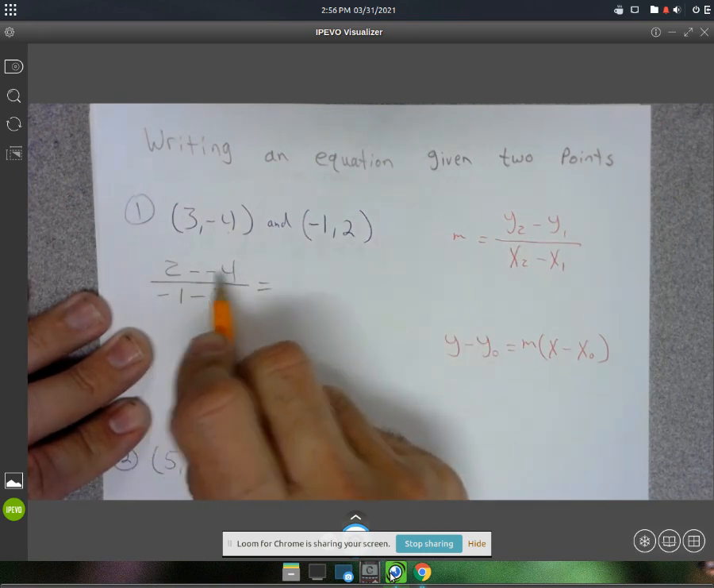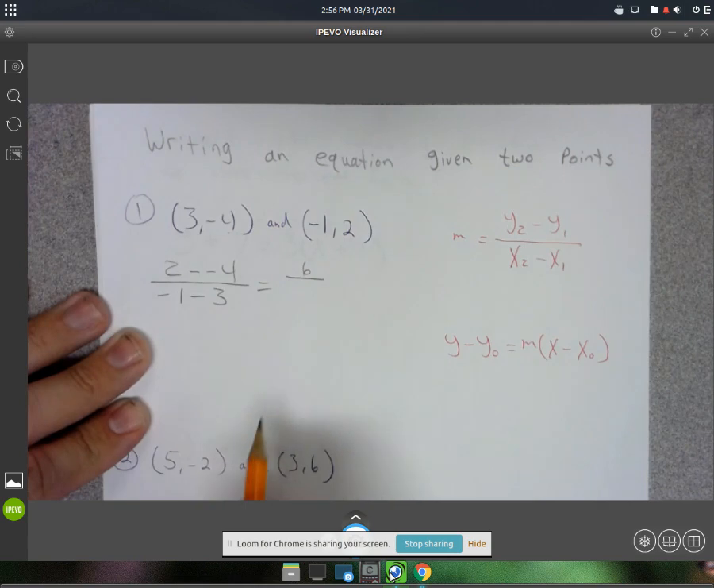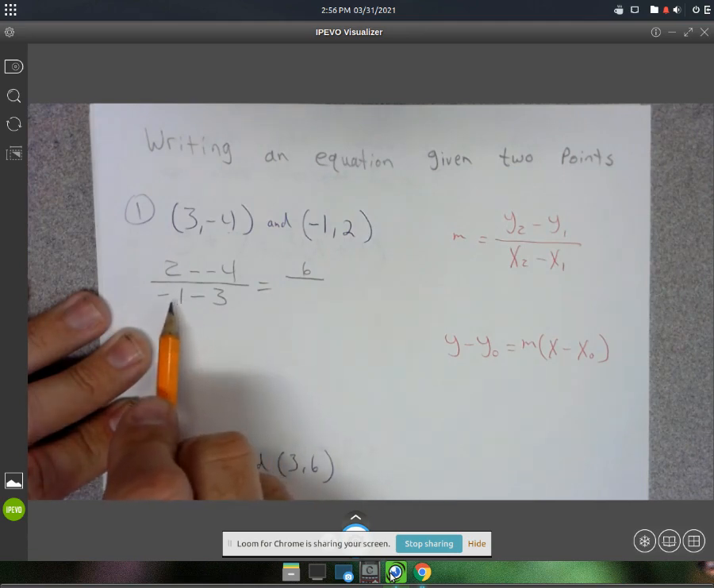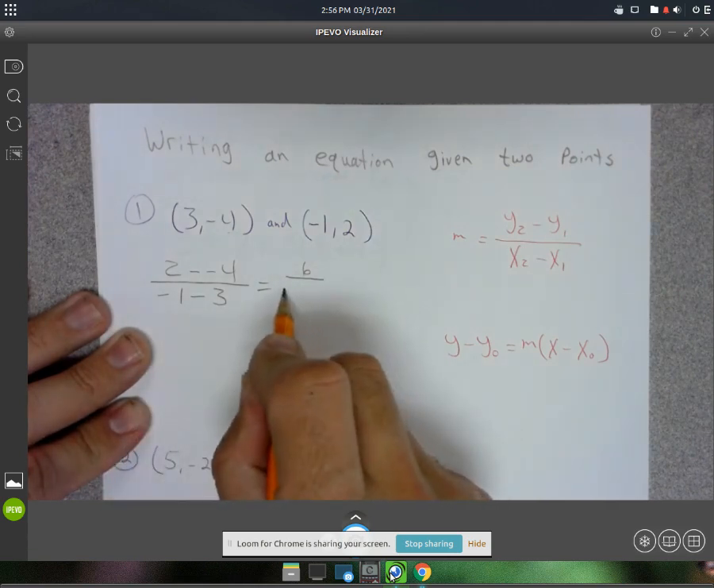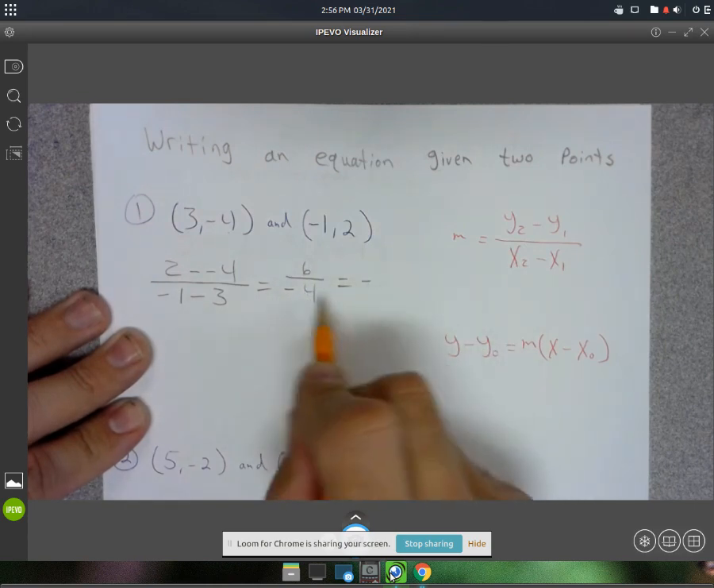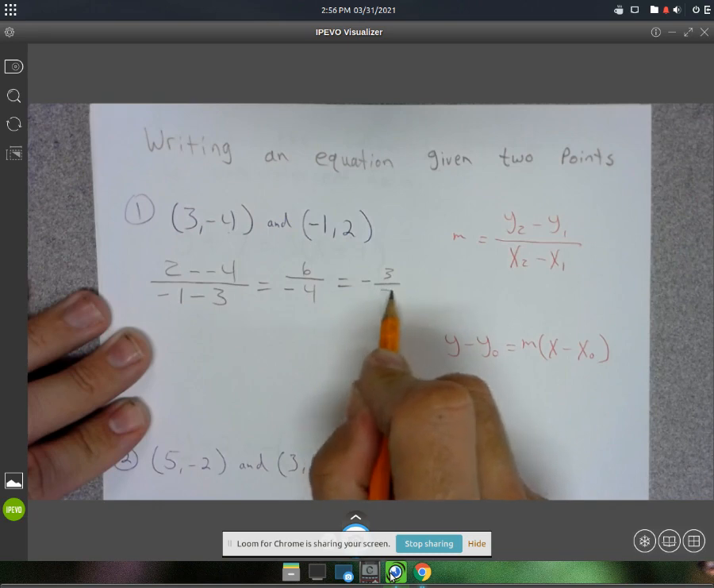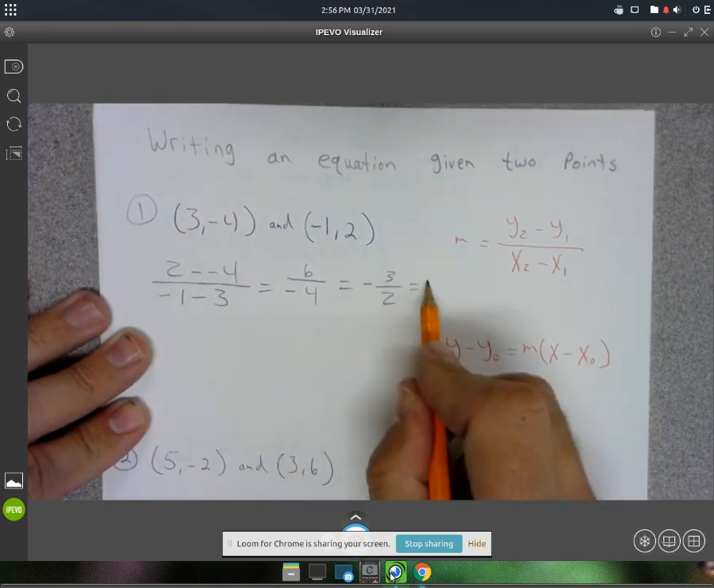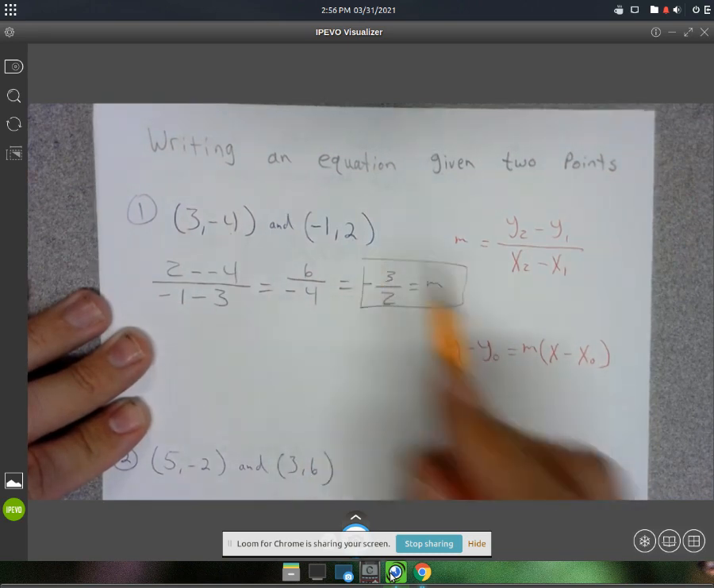So 2 plus 4 on the top. And on the bottom, I'm going to get negative 1 minus 3. That is negative 4. This will reduce down, divide them both by 2. So 3 over 2. This is going to be my m, my slope.